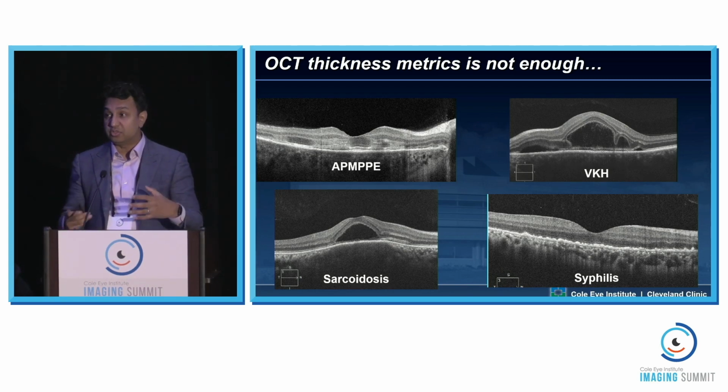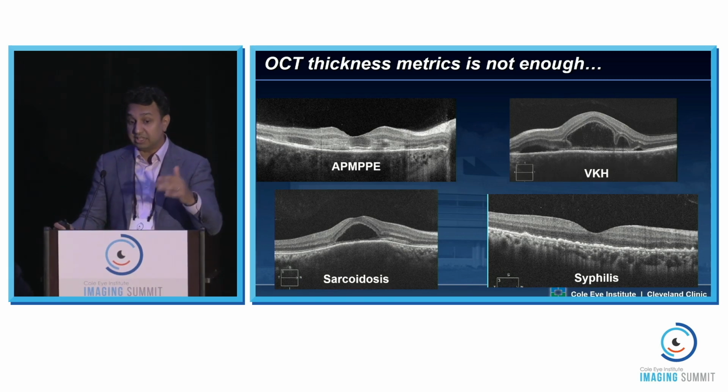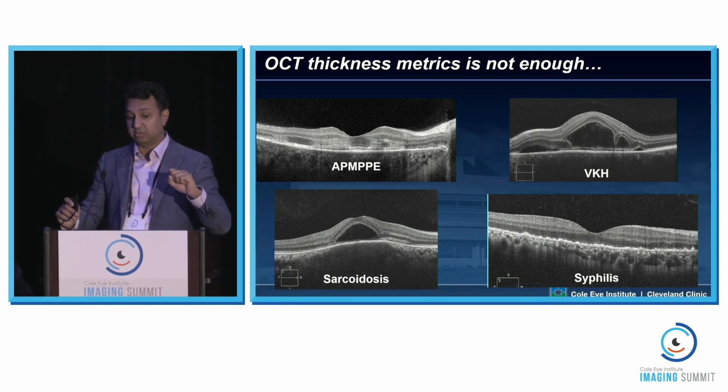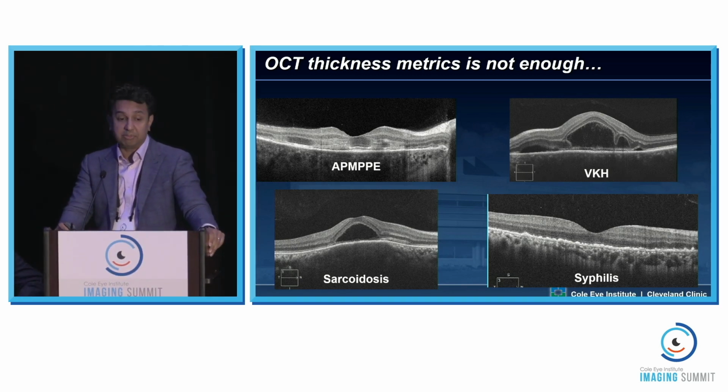And you could use other tools, maybe segmentation analysis, to identify it. But in a number of these, this would have a normal contour. And that would be troubling because you would probably miss the AMPI patient, the syphilis patient.